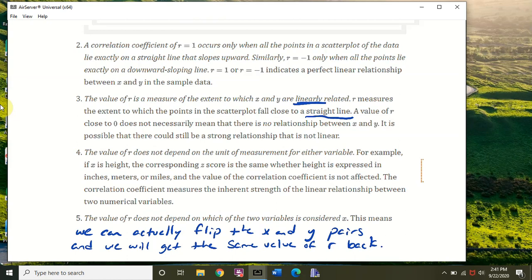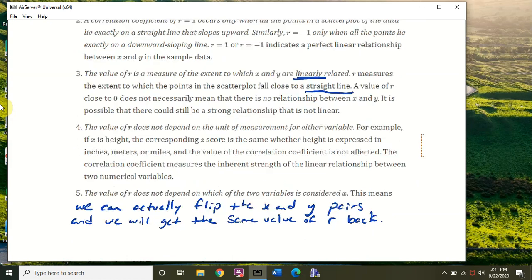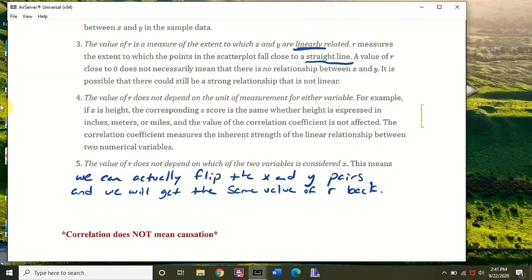A value of r close to 0 does not necessarily mean there is no relationship between x and y. It just means that it's probably not a strong linear relationship. Okay, it is possible that there could be a strong relationship that's not linear, such as a curved relationship. The value of r does not depend on the unit of measurement for either variable. For example, if x is height, the corresponding z-score is the same whether height is expressed in inches, meters, or miles, and the value of the correlation coefficient will not be affected.